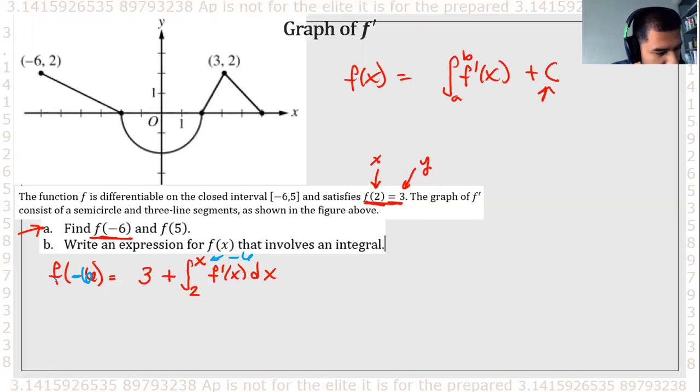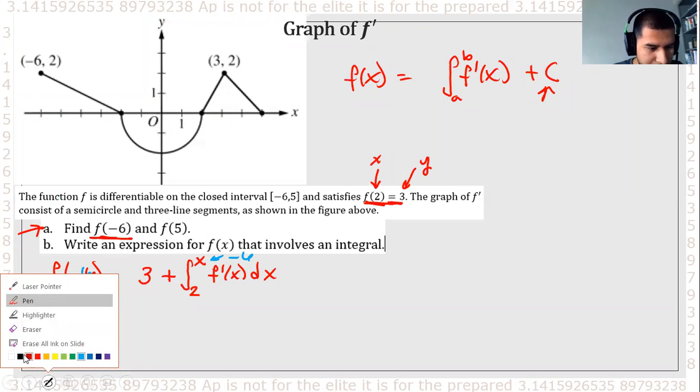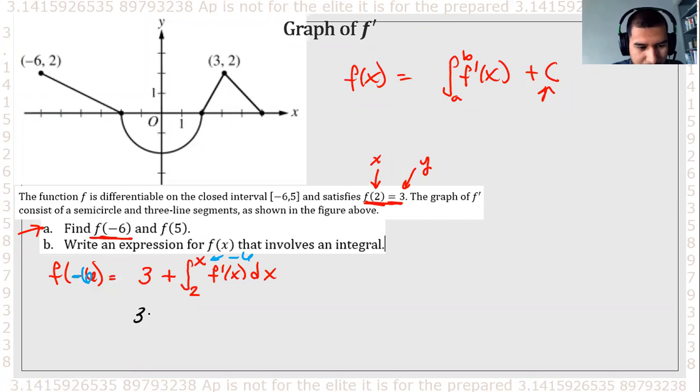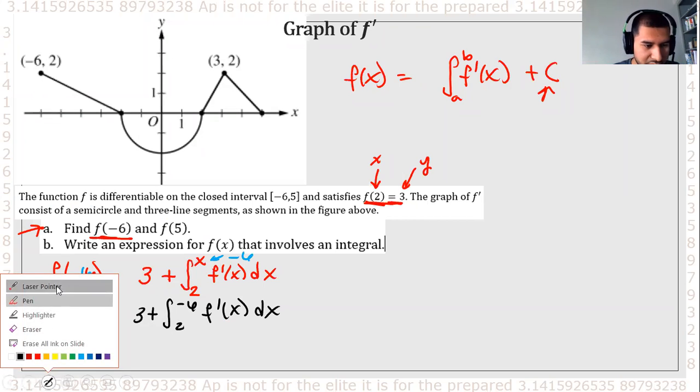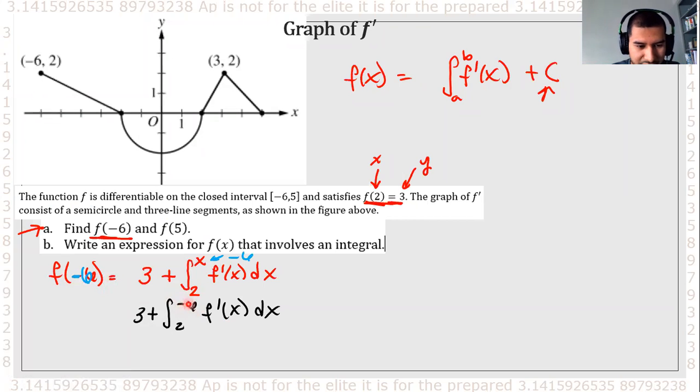Okay, so let's go ahead and substitute everything that we have. I got 3 plus, we know the integral is just the area under the curve. So the integral from -6 to 2 of f prime of x. But before we go and start finding the integral, there's something that I want you to see, and it's this -6 and this 2.